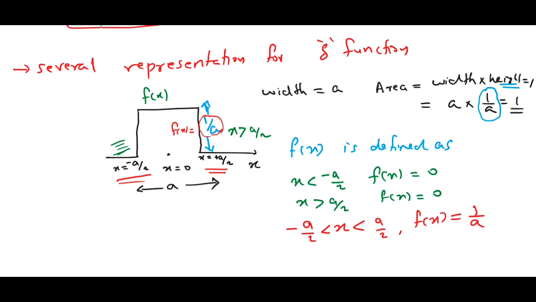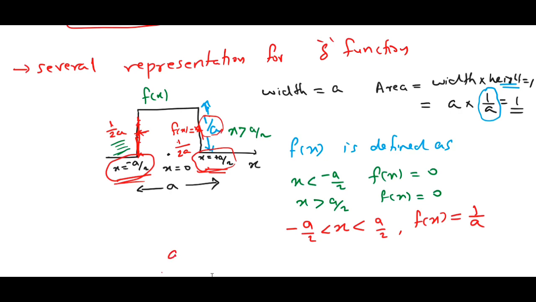Then what about at x equal to a by 2? That is at this particular point. This is in the picture, the point representing x equal to minus a by 2, where the function can have any value. Any value means this can be 1 by 2a. And similarly, at x equal to plus a by 2, this function has a value 1 by 2a. In this way, one can write this function.